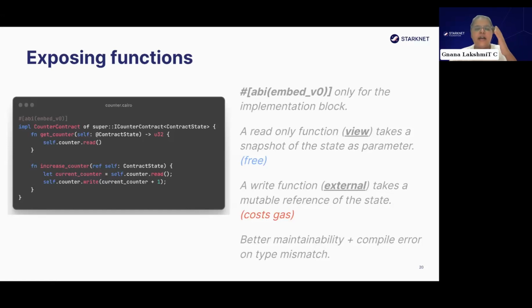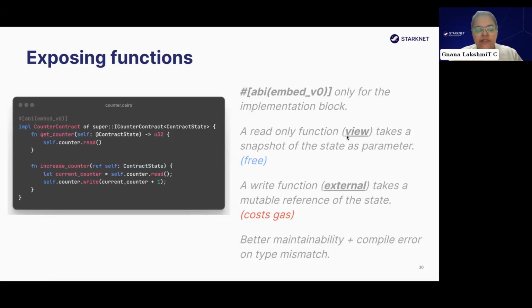Now, what are the other nuances of calling a function? Either a function can be a read-only function where you are just reading the storage variable, for example, in that function. Or there can be a write function where we are manipulating a storage variable. So let's see what nuances are defined in the function in order to do that.